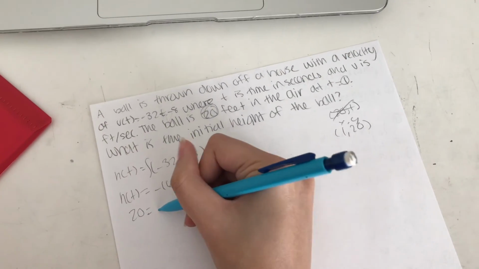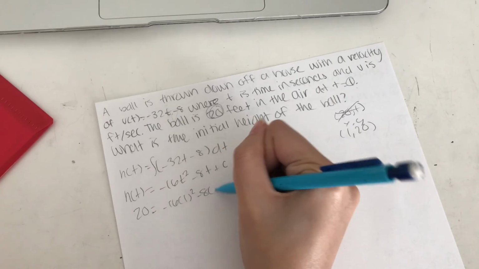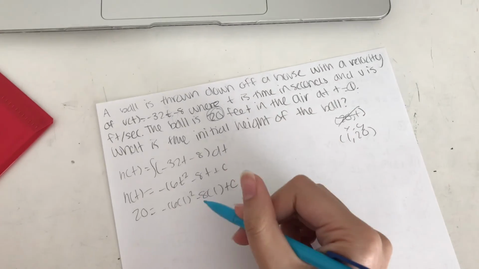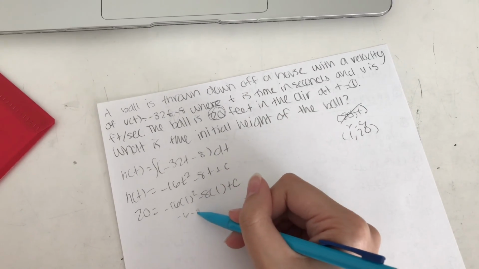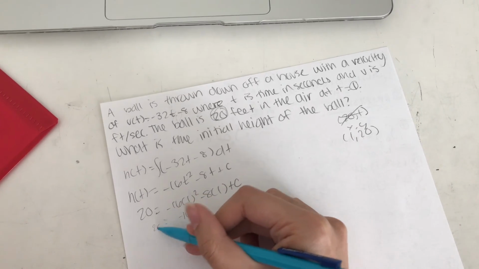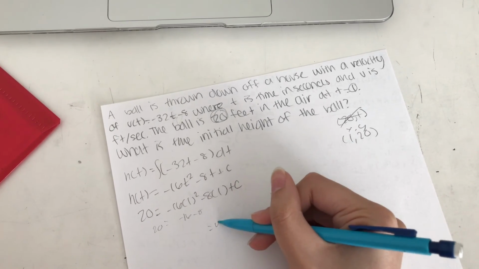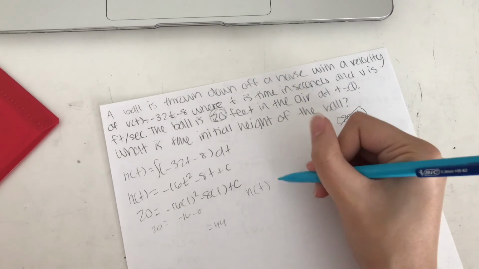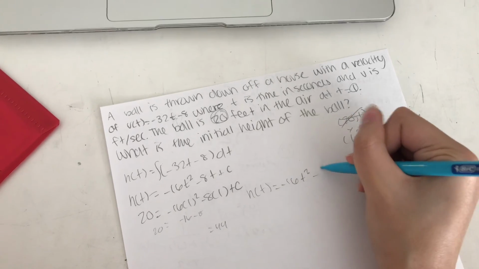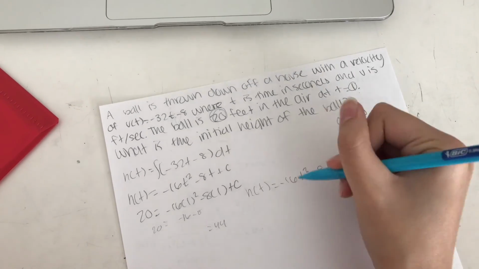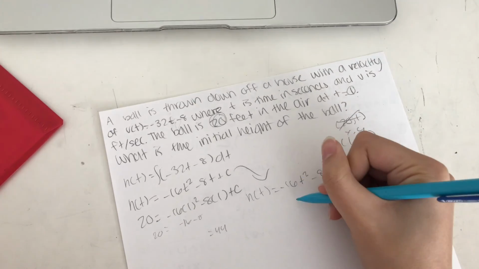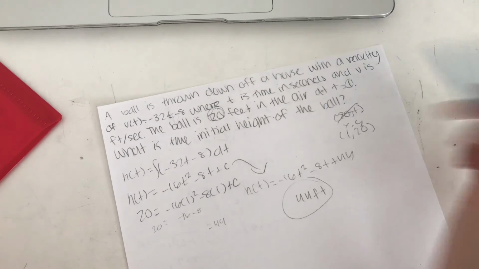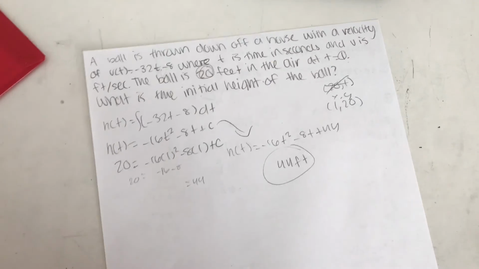So this will be 20 equals negative 16 times 1 squared minus 8 times 1 plus c. And we're actually trying to find c here. So this would be what? It's negative 16 minus 8, equals 20. It kind of looks like c is equal to 44. Okay, so 44, got it. So now we just write the whole equation again: negative 16t squared minus 8t plus 44, by adding c. And the 44 feet is the initial value, or initial height, of the ball. And this is your solution for this problem.